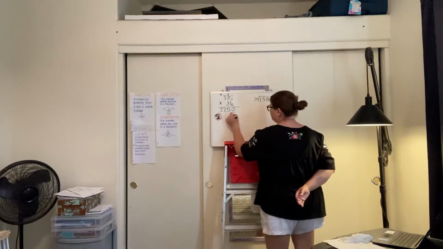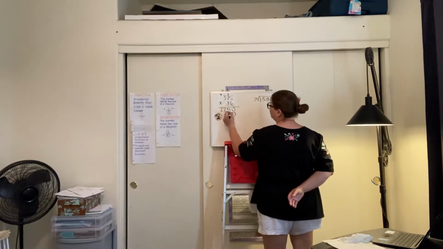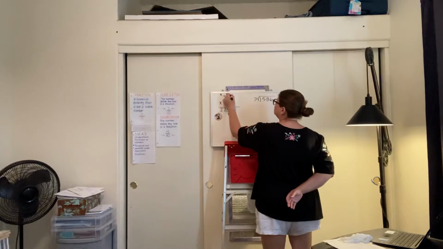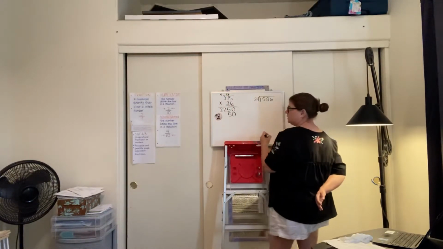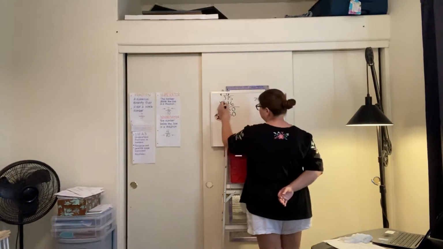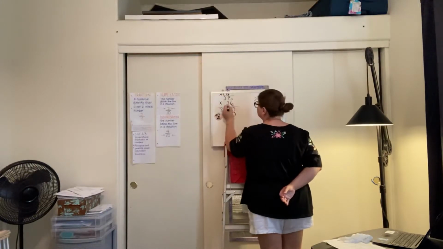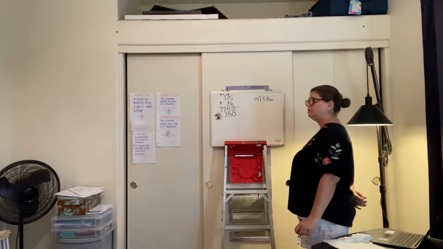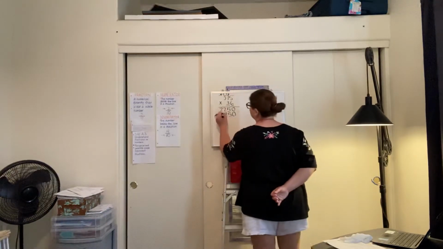Okay, so I'm going to put a 0 here just as a placeholder. 3 times 5 is 15, carry the 1, okay. 3 times 7 is 21, plus 1 is 22. I'm going to write 2, and I'm going to carry a 2. So 3 times 3 is 9, plus 2 is, everyone? 11. Good job. 11.